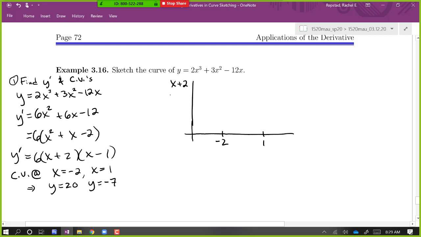I'm only listing the factors x plus 2 and x minus 1. You could include a row for the factor of 6, but 6 is always positive, so that's not going to affect the sign. And then a row for my derivative. X plus 2 is 0 at -2. It is negative to the left and positive to the right. X minus 1 is 0 at 1. It's negative to the left and positive to the right.